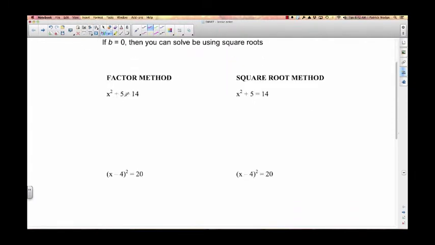And the first example, you can solve either way. You could solve by the factor method, which we did last time by factoring, or you could do the square root method, which we're going to talk about today. So let's do it both ways.